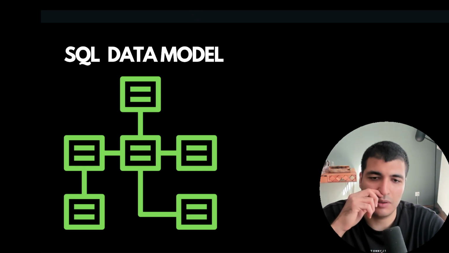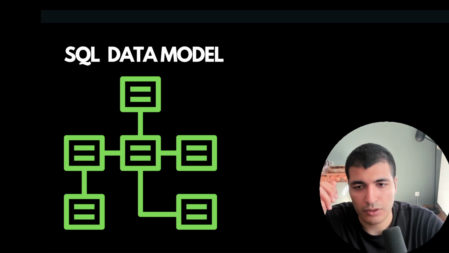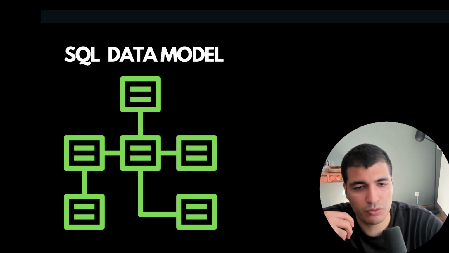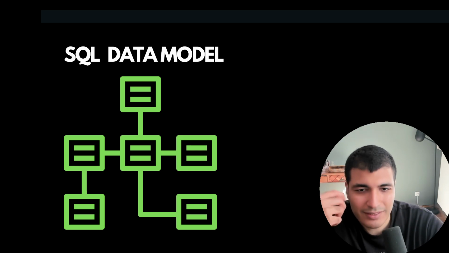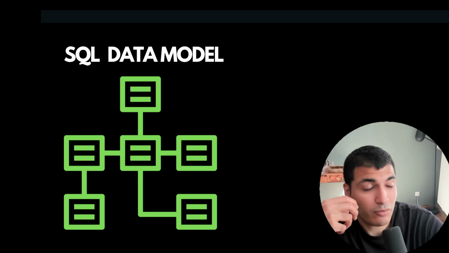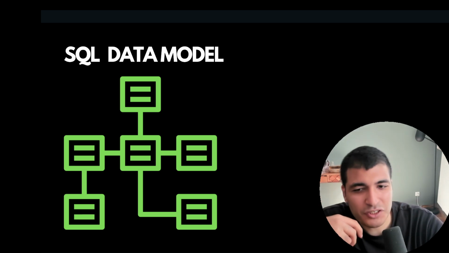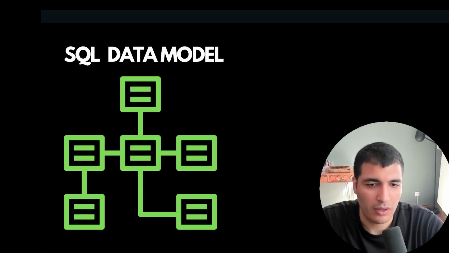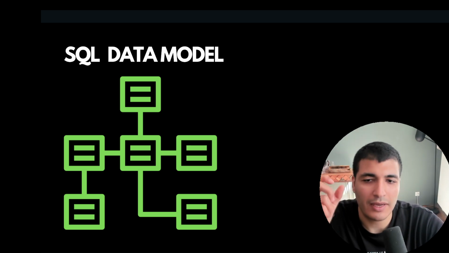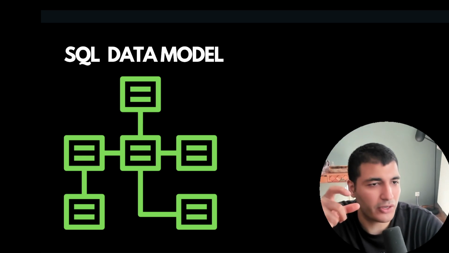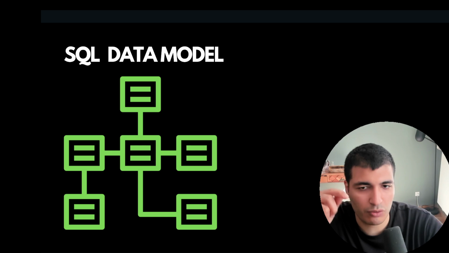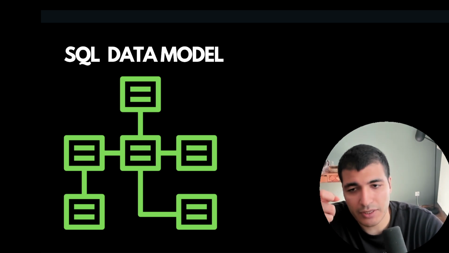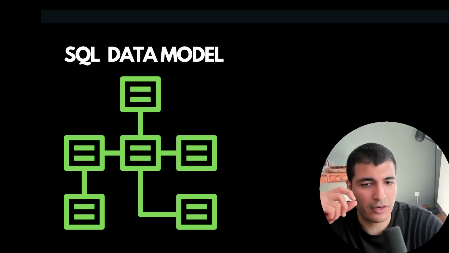SQL databases like MySQL or Postgres use a relational data model. Think of your data as being neatly organized into tables. Each table has rows, which represent individual records, and columns, which are attributes of those records. What's really powerful about SQL is how these tables can be linked together using primary keys, which is a unique identifier for each record within the table, and foreign keys, which reference primary keys in other tables.